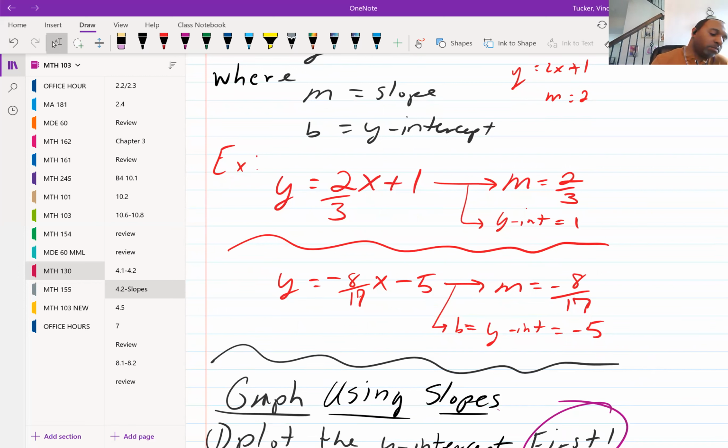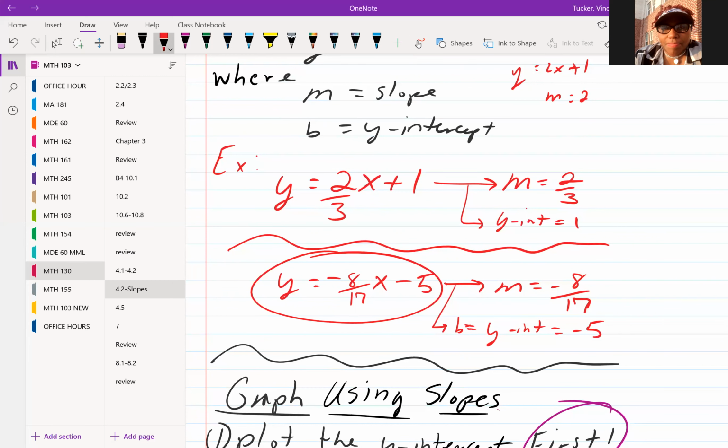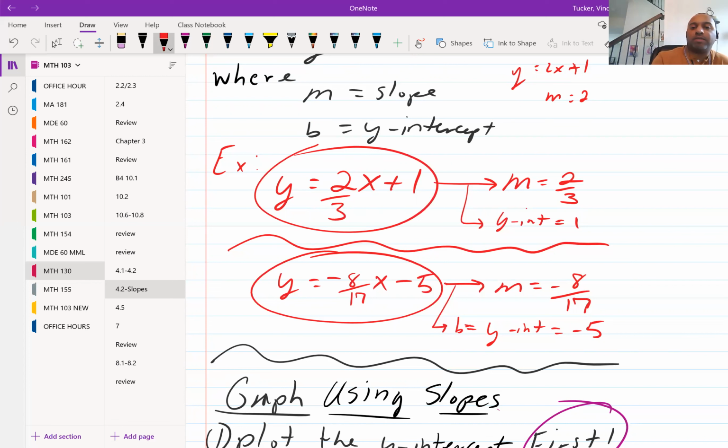Okay. Wait a minute. Don't go yet. y equals -8. Is that -8 over 17? Yep. -8 over 17 x minus 5. Okay, so where did the -5 come from? That's the equation. Oh, we're on a whole new one. Yeah, these are two different equations. So that's the answer for the equation or something?